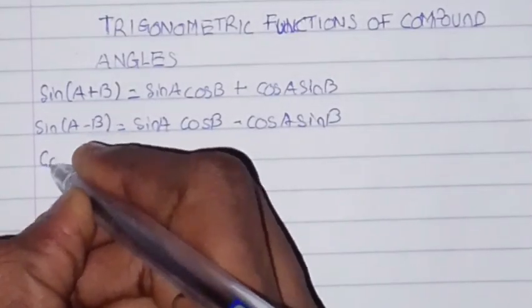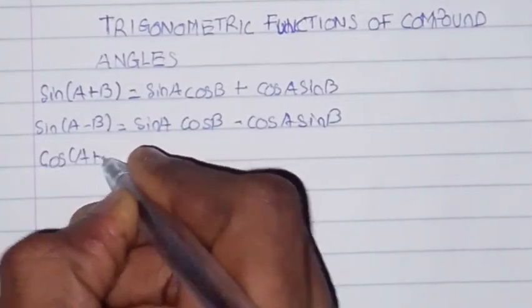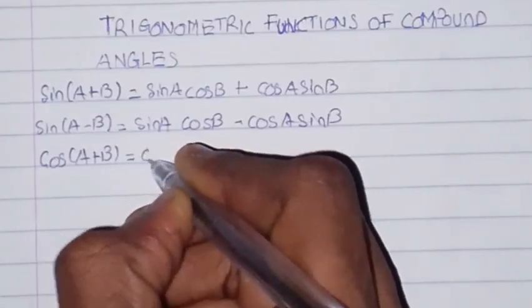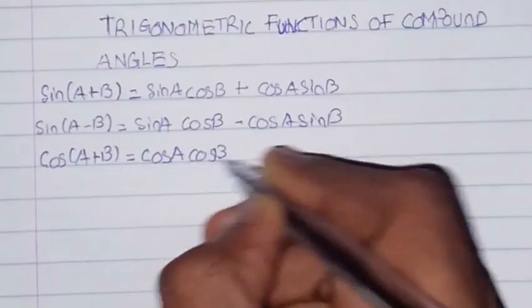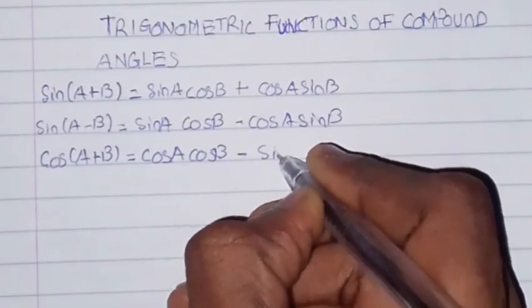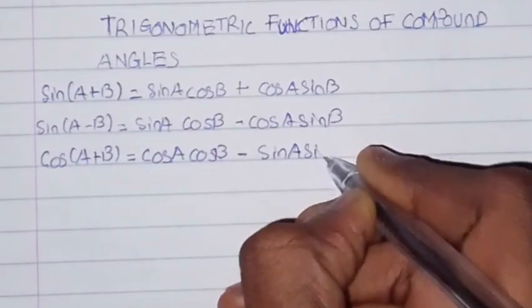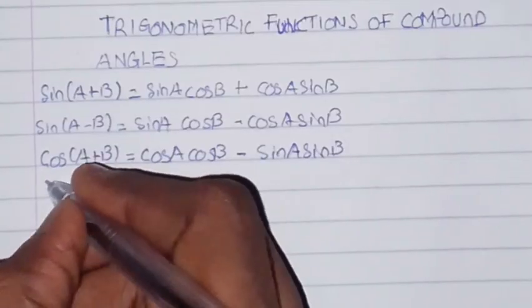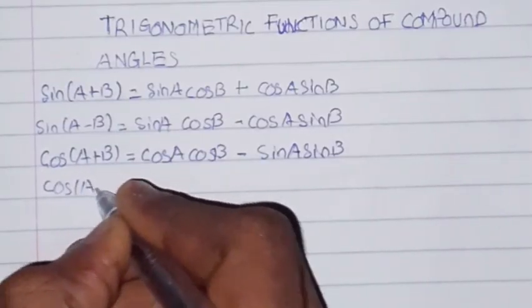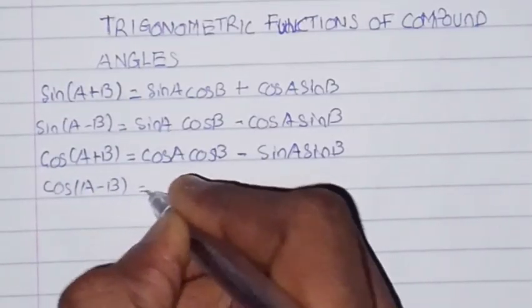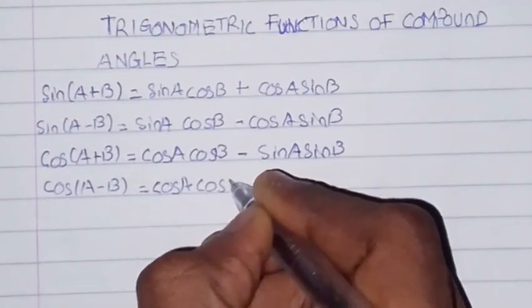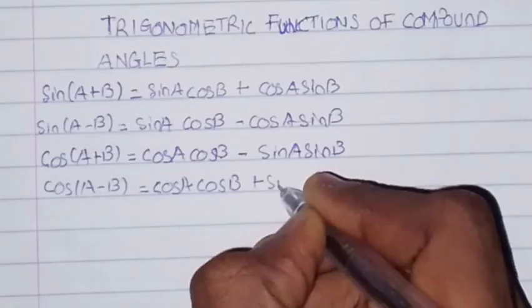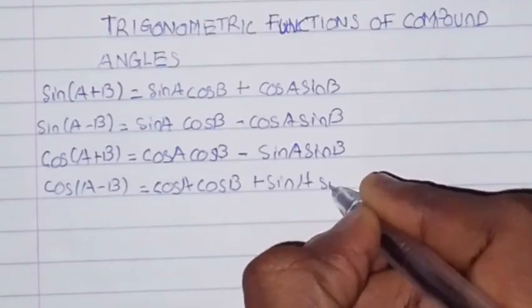Now what about the cos value? If you had cos A plus B, this is represented as cos A cos B, the sign changes, minus sine A sine B, while for subtraction we have cos A minus B to give us cos A cos B plus sine A sine B.